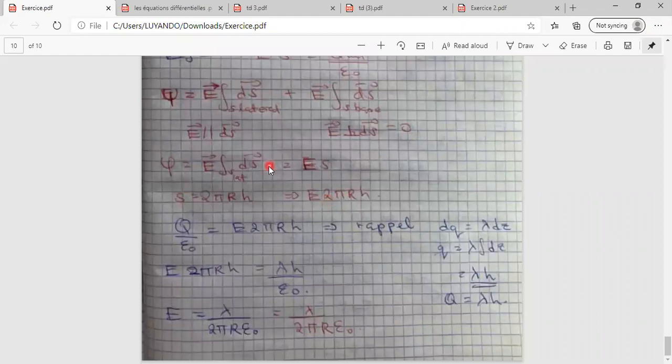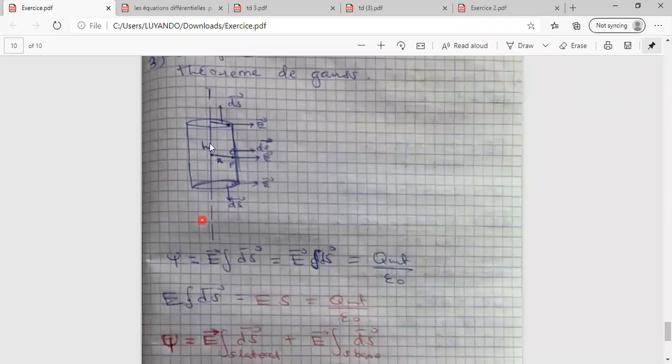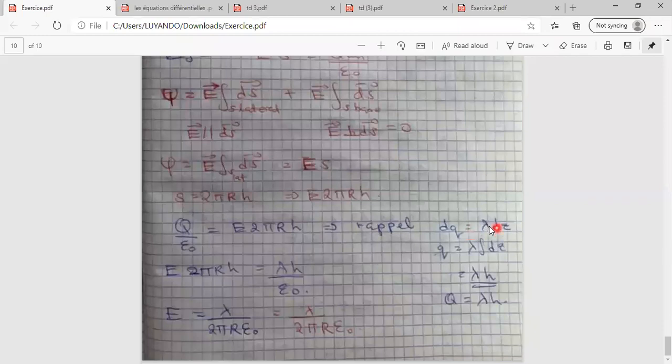So we've got our formula ES is equal to Q_int over epsilon 0. So Q over epsilon 0 is equal to ES, which is E 2 pi r h. And then looking at the drawing that we have here, we say the wire is flowing along dl or dz, so it can be either dl or dz. And then what we have here is dq is equal to this Greek constant lambda dz. This is the linear charge density, if you remember, the constant linear density.